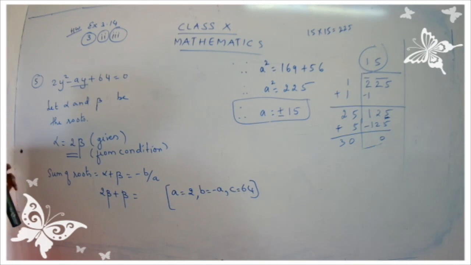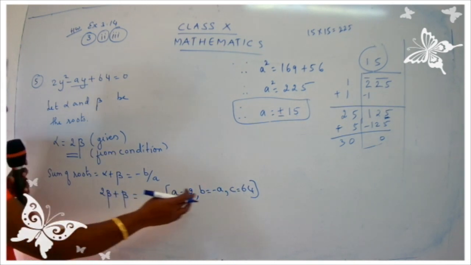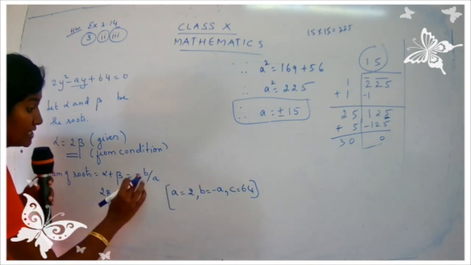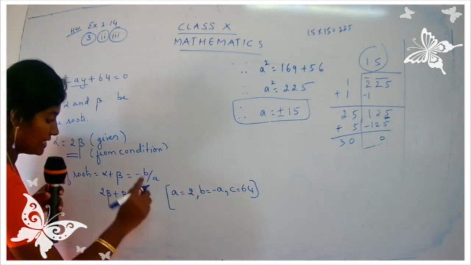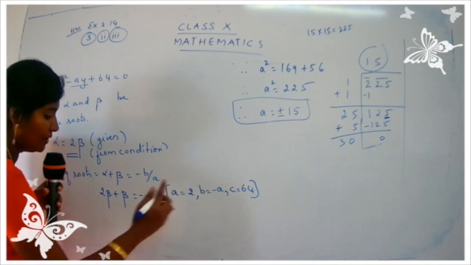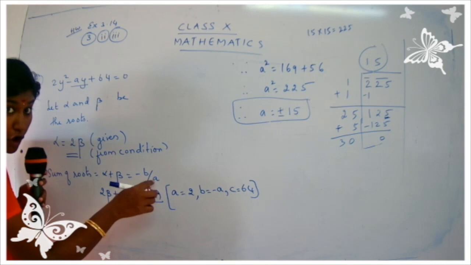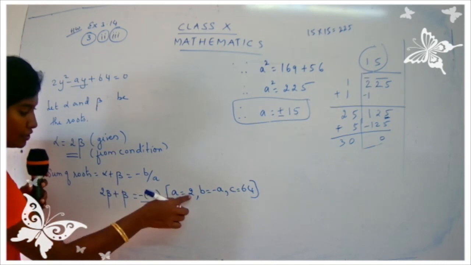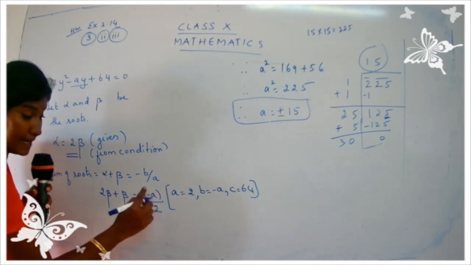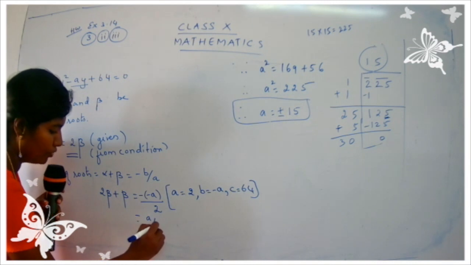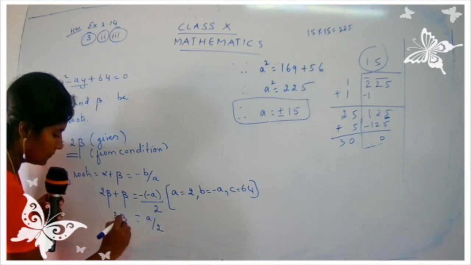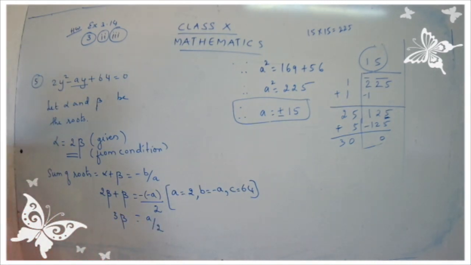So now I am going to substitute the value. What is the value? Yes, minus b. What is minus b? Minus of minus a. So minus is already present and the value for b is minus a. Do not write this a. This is a formula, children. What is the value for a here? 2. So minus minus plus. So you get a upon 2. 3 beta. 2 beta plus beta is equal to 3 beta. I hope you are clear.